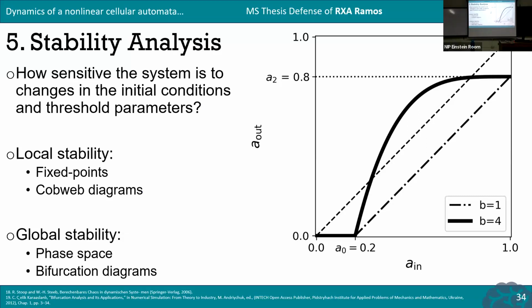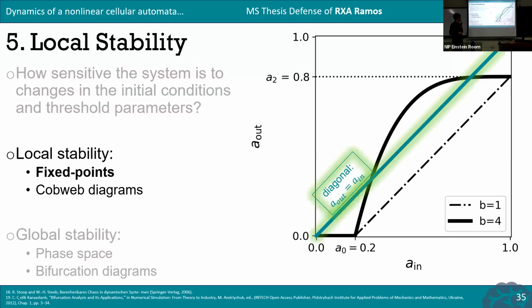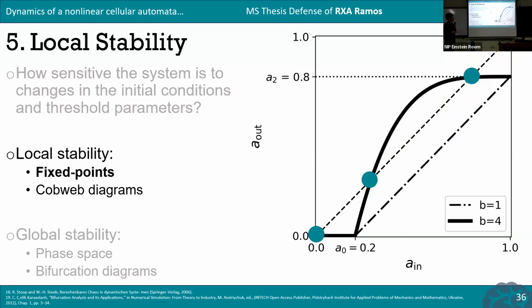Now we look at the sensitivity or the stability of our system by varying the initial conditions and the parameters. Specifically, we analyze the local stability and global stability of our activation function. The fixed points are defined to be the steady state solutions of the system, and they lie on the diagonal, A out equals A in, or X equals Y. We can obtain the fixed points by the intersection of our function with that diagonal. So here are the fixed points for this specific activation function.